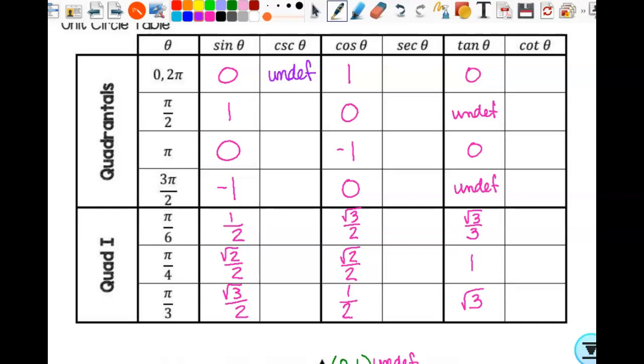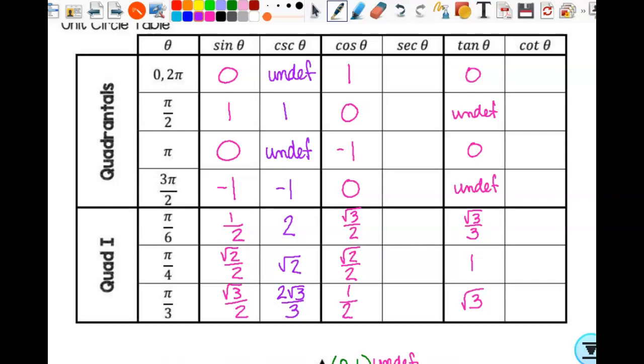What's the reciprocal of 1? 1. So what would be the cosecant of pi? Undefined. What about 3 pi halves? Negative 1. Okay. What's the reciprocal of 1/2? 2. What's the reciprocal of the square root of 2 over 2? Square root of 2. What's the reciprocal of the square root of 3 over 2? Good. 2 square root of 3 over 3. The only things that are over 2 are your sine and cosine values.